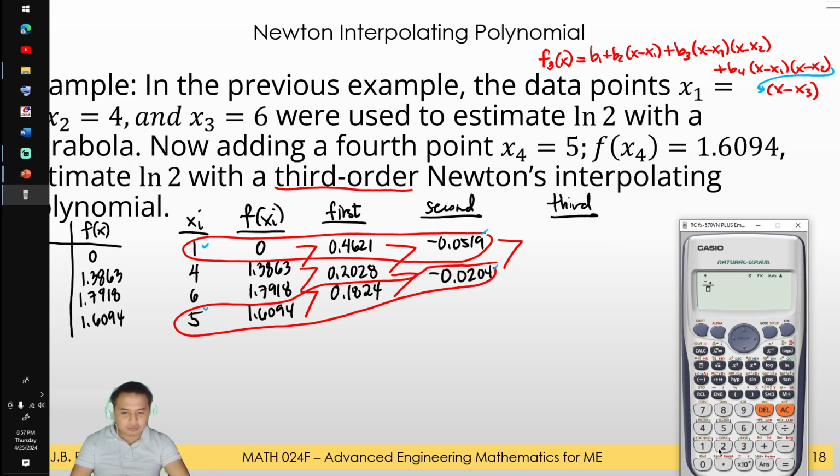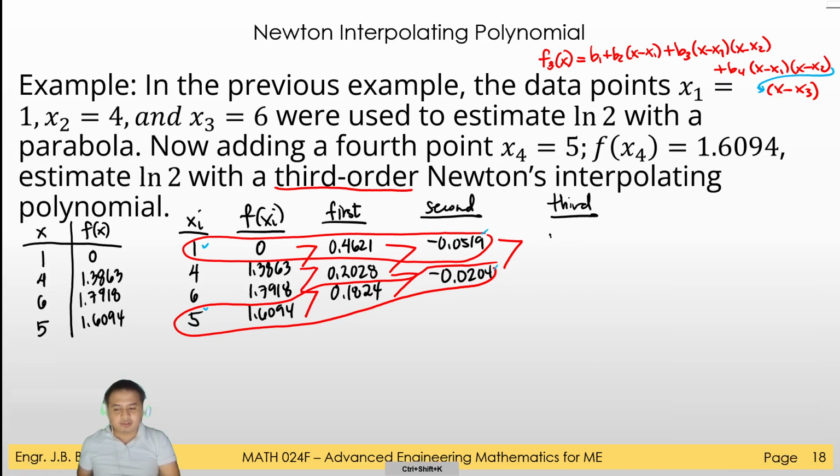Negative 1.04 minus negative 0.0519. So you have to be careful with negative signs. And then what is x? So this will be 5 minus 1. We have negative, sorry, it's 0.0. So we have 0.007. Okay, so that's the end.